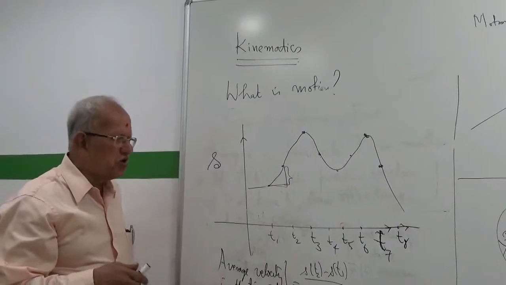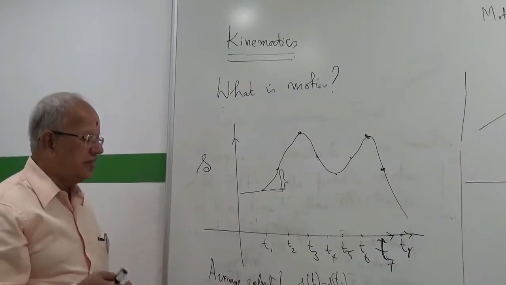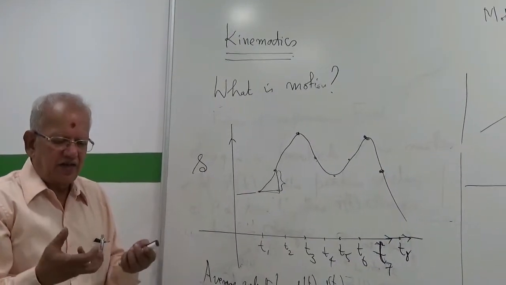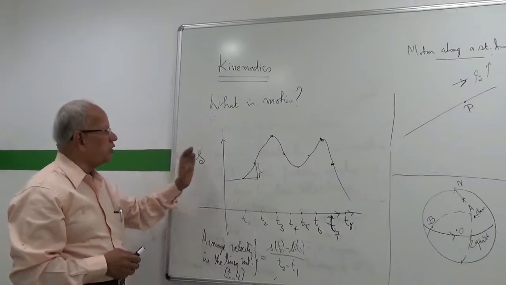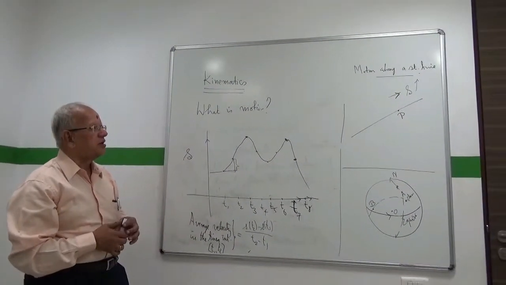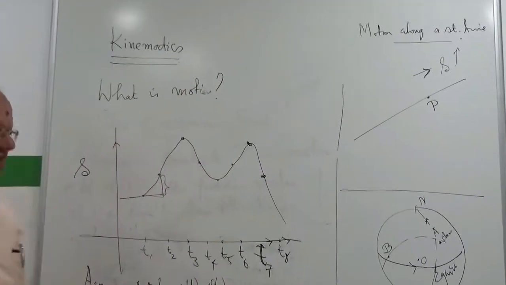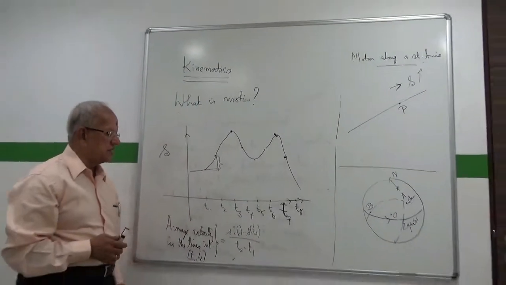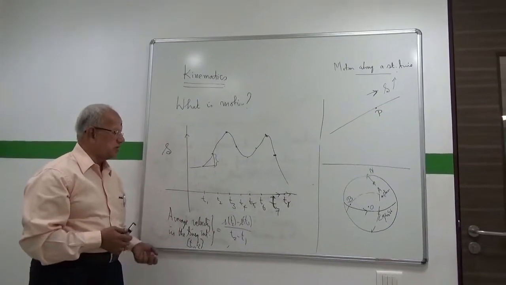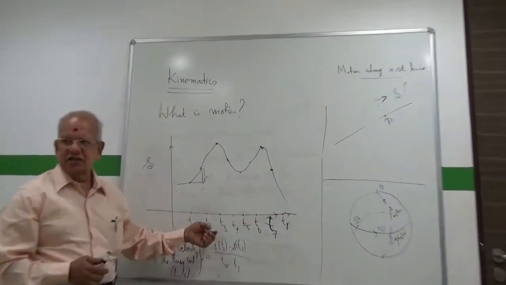So later on we are going to introduce the word vectors. Right? And speed is a scalar, it doesn't have any direction. And velocity is a vector. So we are giving importance to the directions, S increasing and S decreasing. Okay. Good. This is my average speed in this interval. So I can ask the question again, what is the average speed in the interval T5 to T6, etc.